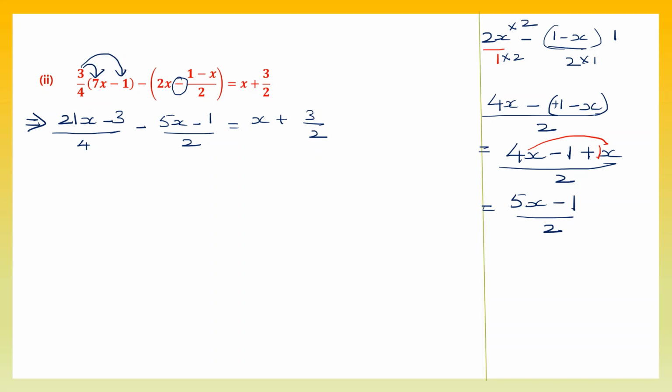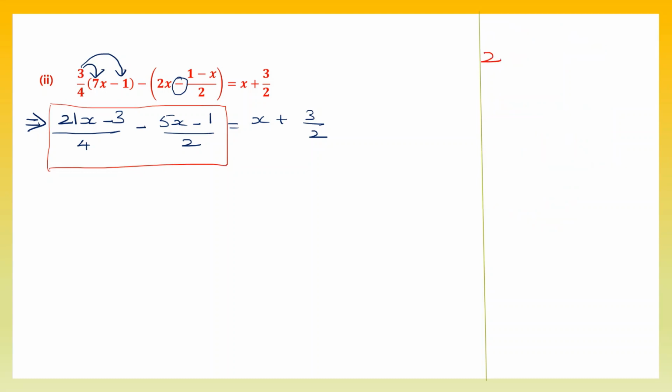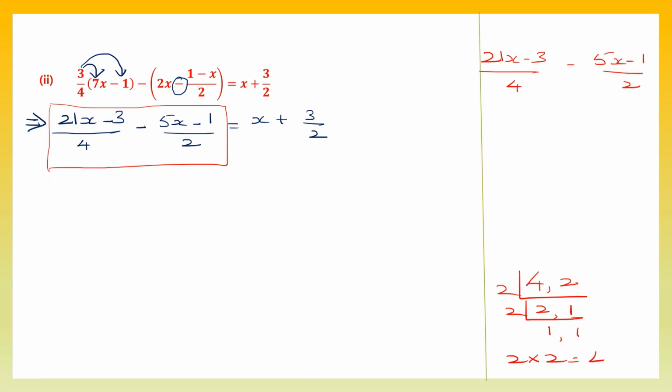So now here we need to solve the left hand side. Okay, we need to find the LCM and work out the left hand side first. So let's do that. So that is 21x minus 3 by 4 minus 5x minus 1 by 2. So the LCM of 4 and 2, 2 2's are 4, and then you bring down 1, then 2, 1 and 1, LCM is 2 into 2, which is 4.